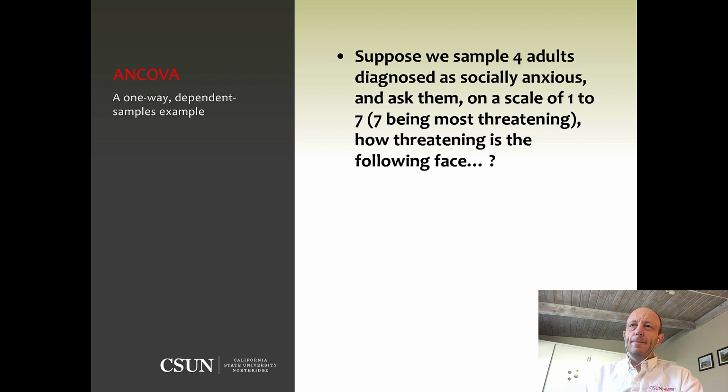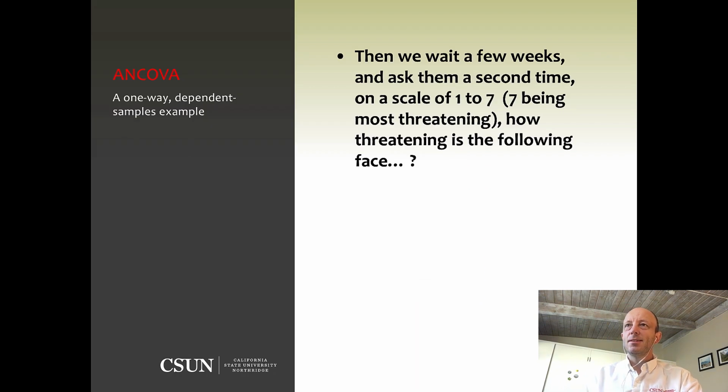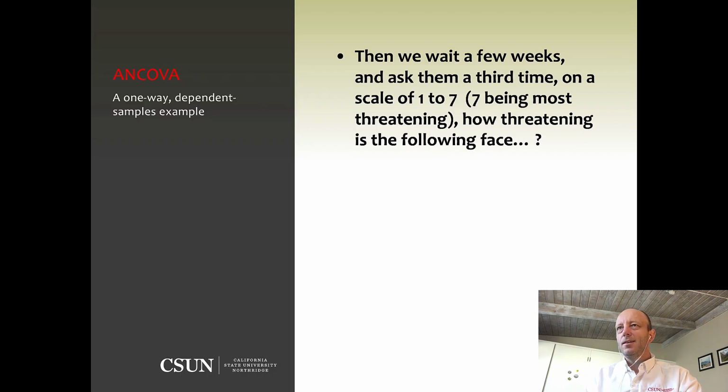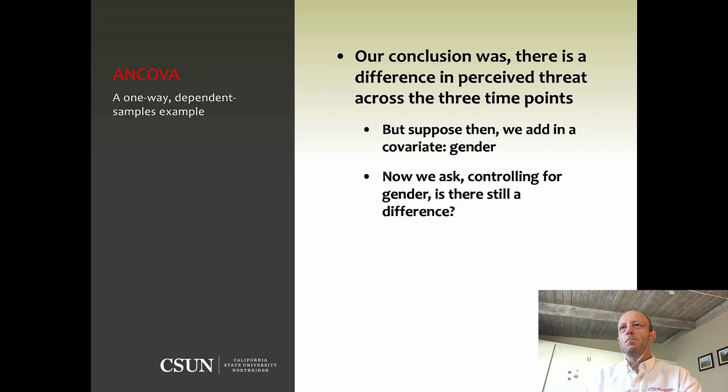So we sampled 4 adults in this hypothetical experiment. We showed them a picture, and then we sampled again after a few weeks, and we showed them this picture again, and then a third time we showed them this picture, and we asked them about threat, how threatened they felt by it. All right. Anyway, that was Barney.